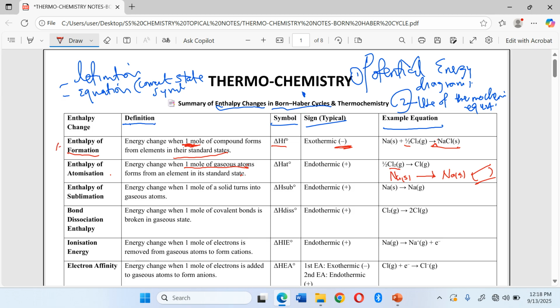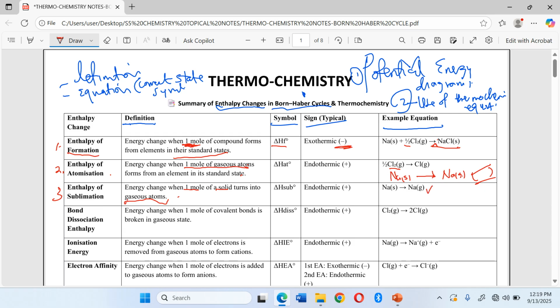So this is our number 1, this is our number 2. Then number 3, we're saying enthalpy of sublimation. Now in enthalpy of sublimation, we are saying that the energy change when 1 mole of a solid turns into gaseous. So sublimation, as we know when we're studying about the changes of matter, is when a solid changes to gas or gas to solid. So enthalpy of sublimation is the energy change when 1 mole of solid turns into gaseous atom.